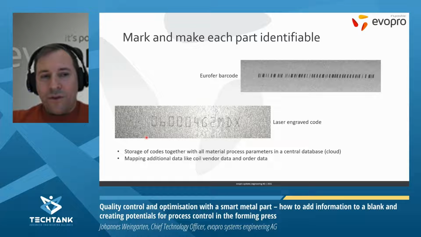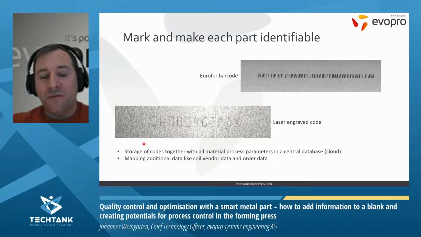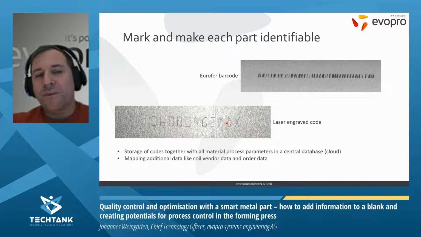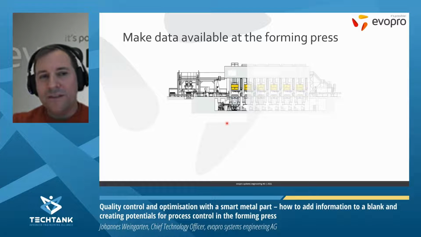Together with all the material properties, this marking is also stored, and with this combination, with the mapping of the complete data to this code, it's now possible to identify a single blank in the destacker before the forming process is done, and to get all the information for the blank. This is how it could look like in the forming press.